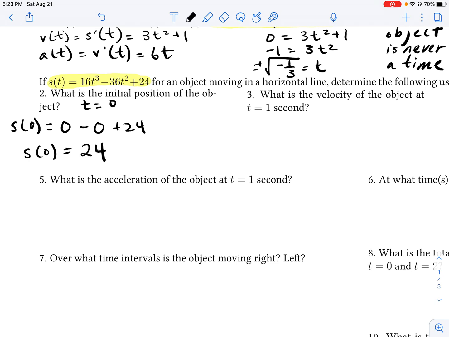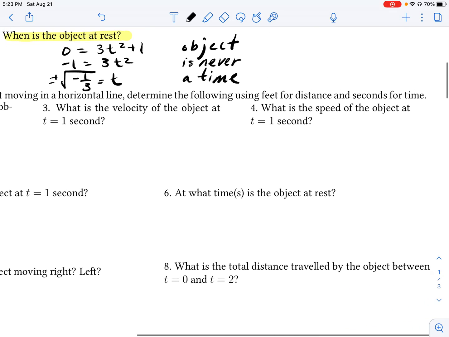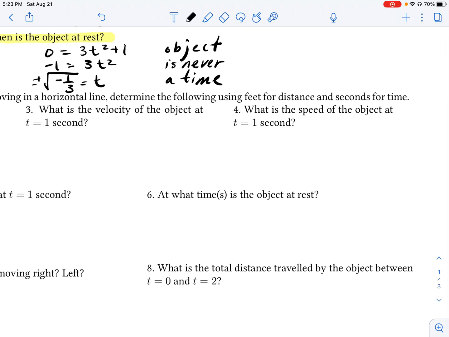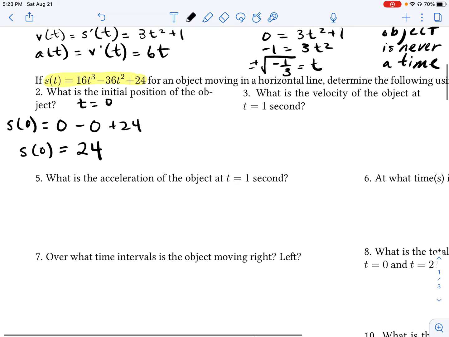And again, 24 what? We want to make sure that we're writing units, which are incredibly important when we're dealing with things like velocity, acceleration, and location or position of an object. I believe it was given to us in feet for distance, and keep in mind we're going to be using seconds for time. So this is going to be 24 feet. Okay. All right. Let's look at the next problem.